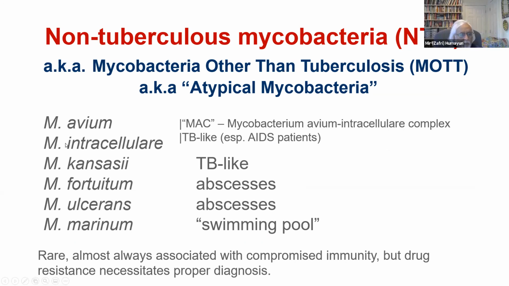Mycobacterium avium, Mycobacterium intracellulare. They go together, and that complex is called MAC, Mycobacterium avium intracellulare complex. This became well known after the HIV epidemic because HIV patients were often infected with MAC, Mycobacterium avium intracellulare complex. Okay? There is Mycobacterium kansasii, fortuitum, ulcerans, marinum. Yeah? All of these cause granulomatous diseases. All of them are significant pathogens only in immune compromised individuals.